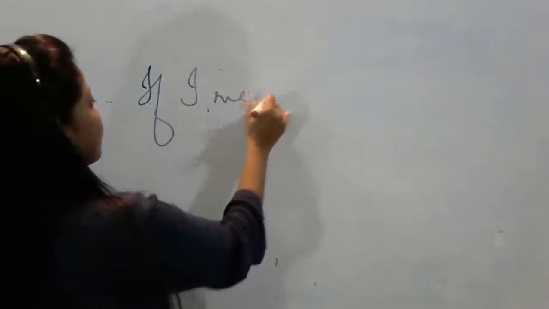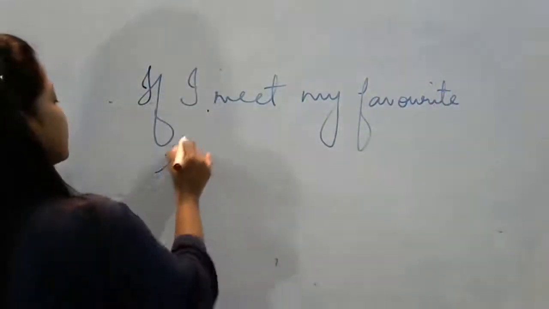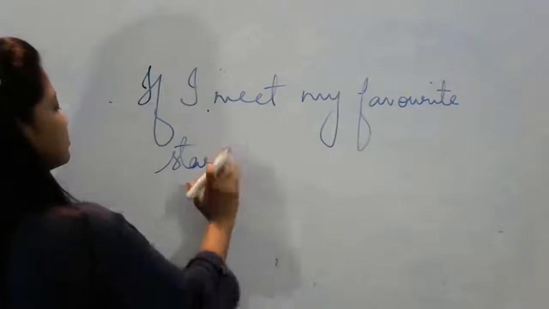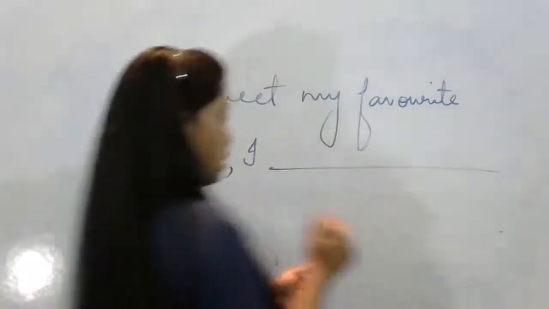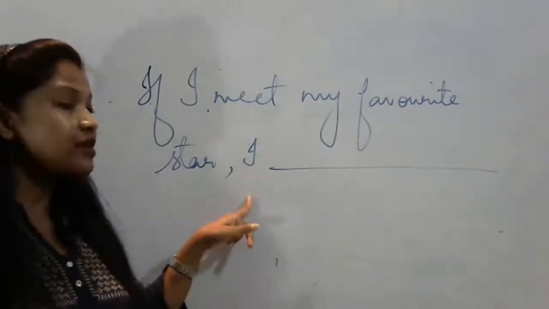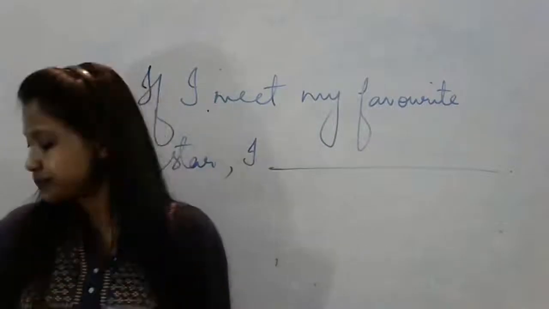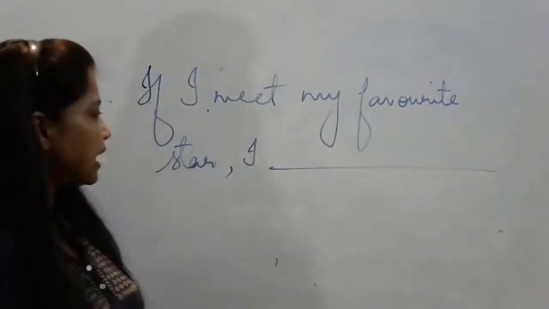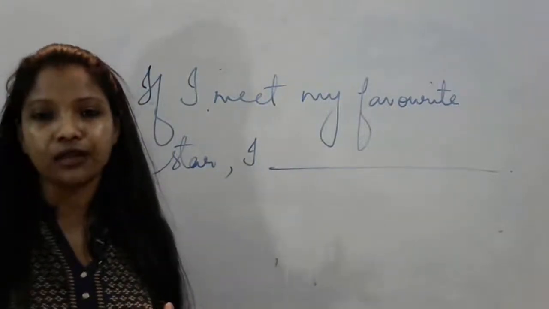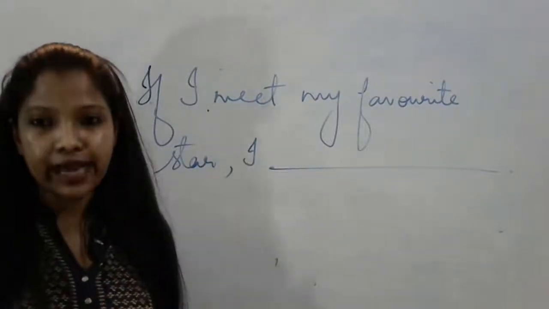Before we end the class, I have the last task for you, the last sentence for you. You will complete this sentence, as well as you will tell which type it is, whether it is 0, 1, 2, 3. You have to fill the sentence and say which type it is, 0, 1, 2, or 3. The question is, if I meet my favorite star, I dash.